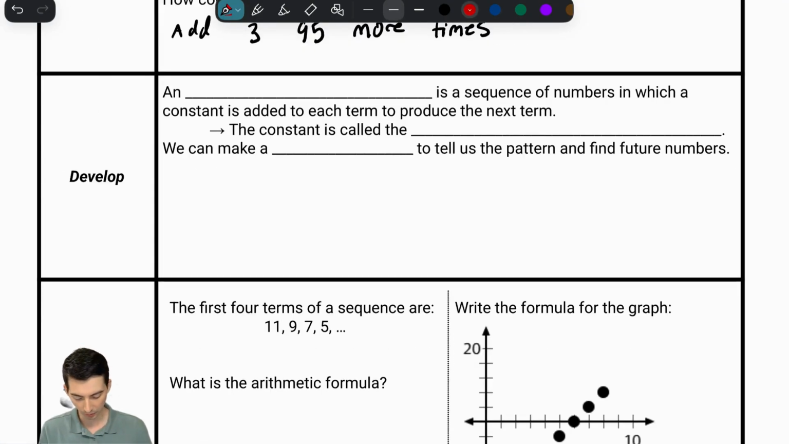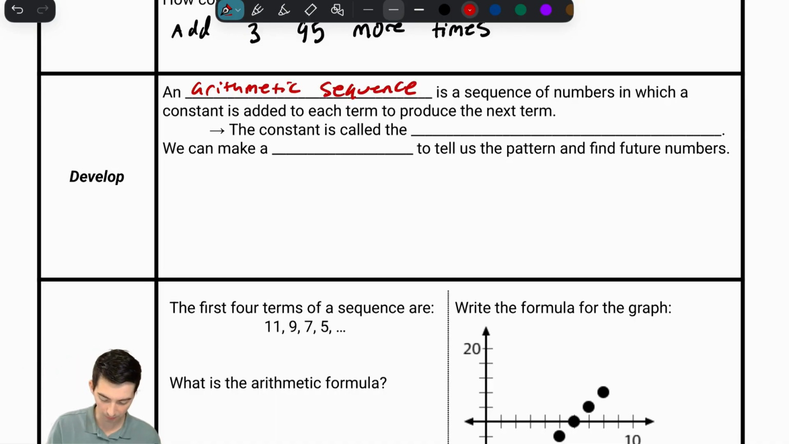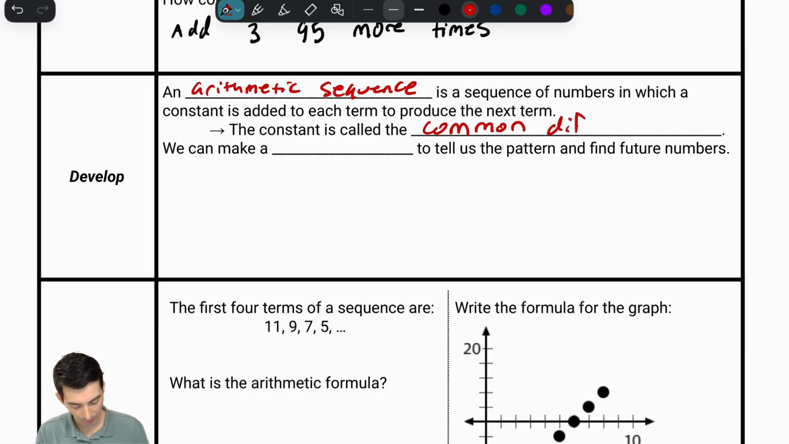So let's write this out here. An arithmetic sequence is a sequence of numbers in which a constant is added to each term to produce the next term, which is exactly what we did above. We kept adding 3 and 3 and 3 for however long we wanted to. The constant that we're adding, whatever number is between each term, we're going to call the common difference.